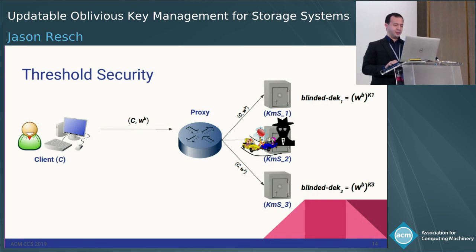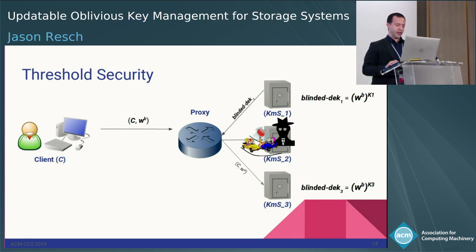And the other thing to note is none of these servers actually hold the original K. Server 1 holds K1, server 3 holds K3, and this is why we can tolerate breaches. So the attacker might have access to K2, but K2 alone isn't sufficient to unwrap client keys.